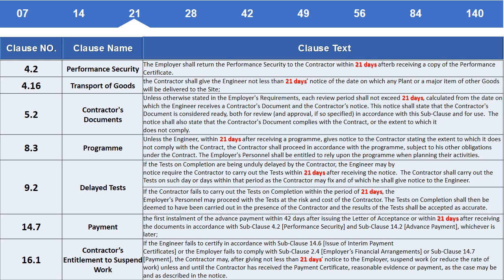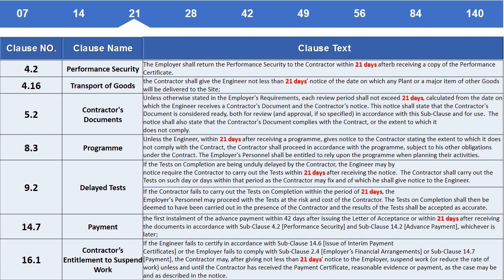Clause 14.7. Payment. The first installment of the advance payment within 42 days after issuing the letter of acceptance or within 21 days after receiving the documents in accordance with subclause 4.2 performance security and subclause 14.2 advance payment, whichever is later. Clause 16.1. Contractor's entitlement to suspend work.